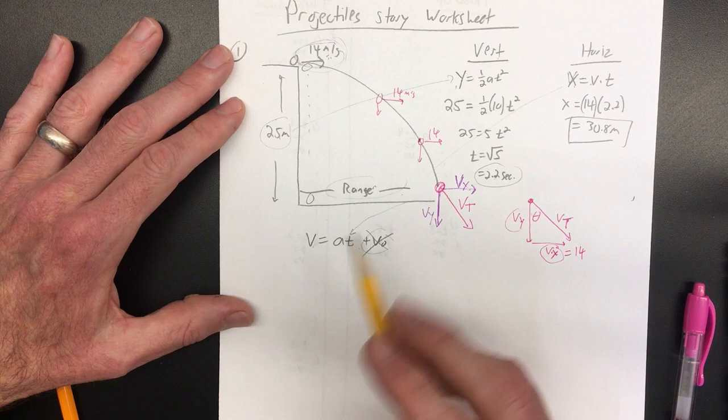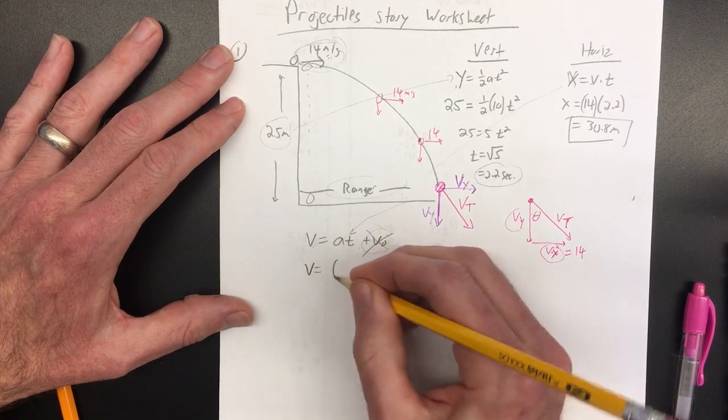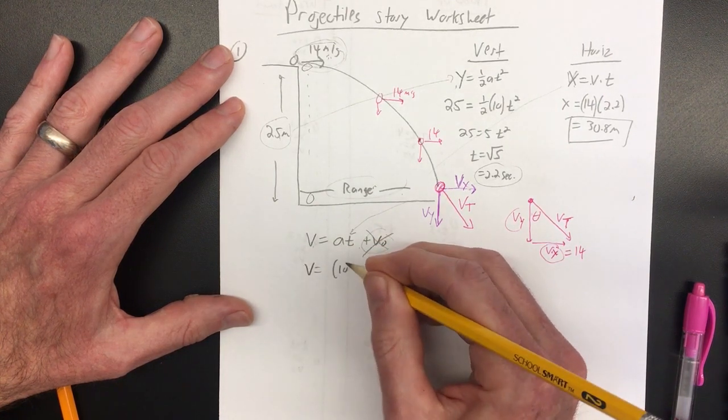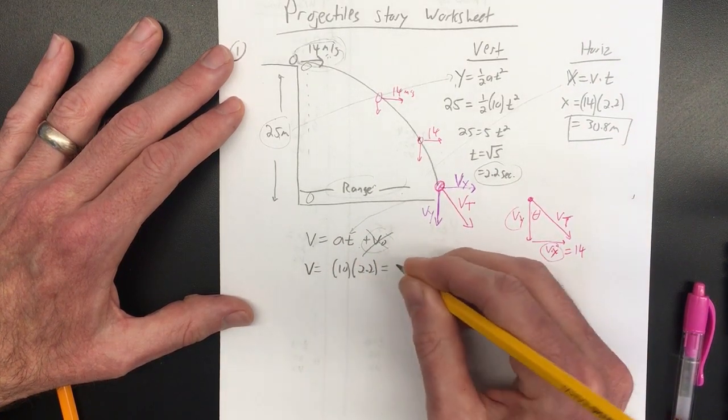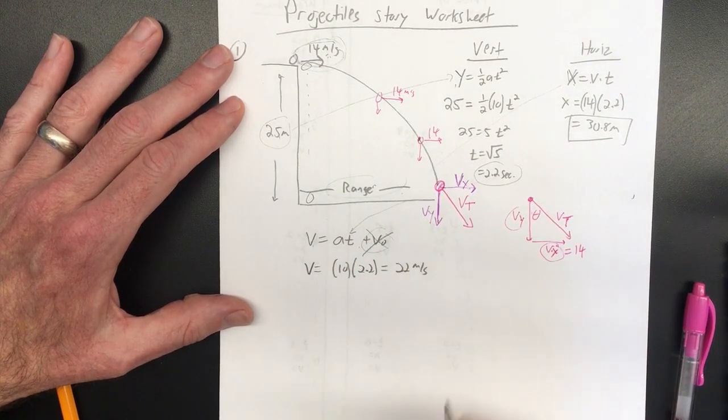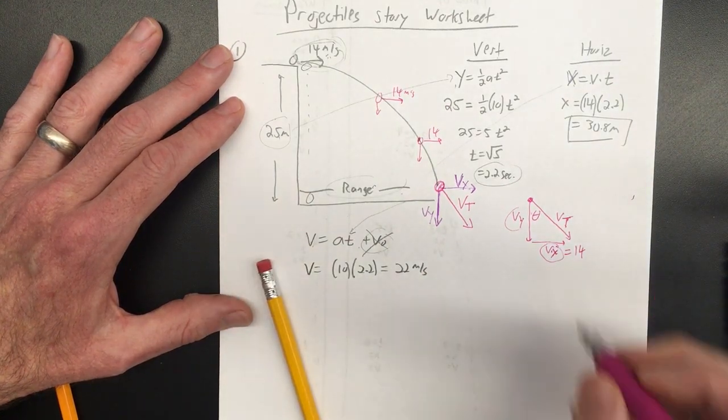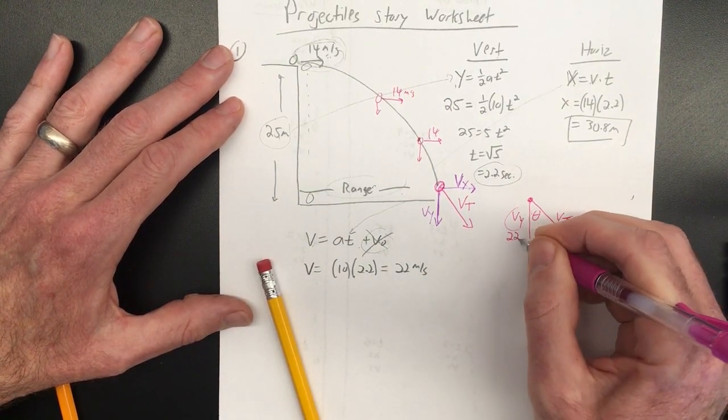So to find the velocity just before it hits the ground, I'm just going to say my acceleration in the vertical direction is 10 for gravity, and my time was 2.2 seconds. That's going to give me 22 meters per second in the vertical direction. So that's this piece of the triangle right there, is 22.